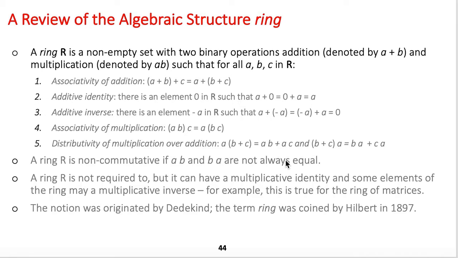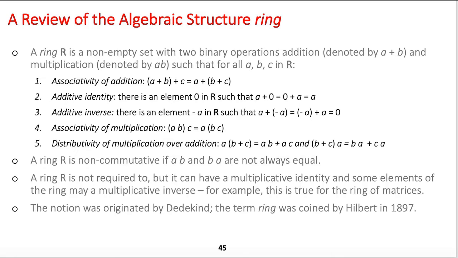Let's start with a review of the algebraic structure ring. Recall that Dedekind introduced ring to mimic integers. So the ring has two operations, addition and multiplication, and it has some familiar properties of these operations. For example, the addition is associative, the multiplication is distributive over addition.